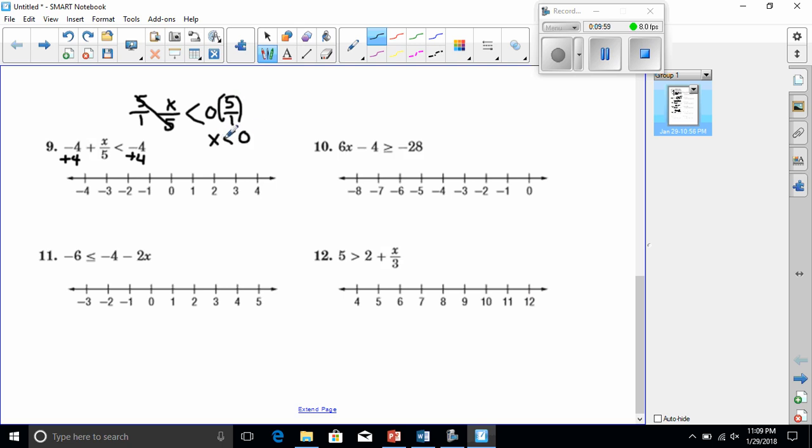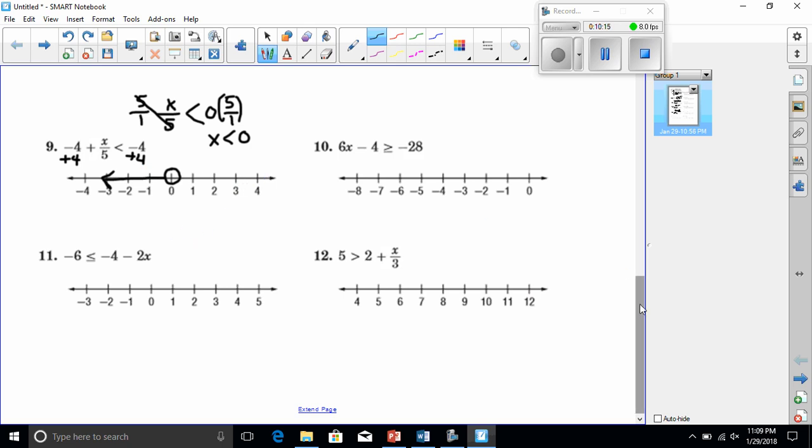So x is actually smaller than 0. I'm going to come to 0 and put my circle. And since x is smaller than 0, everything to the left of 0 is going to be, well, that's where the arrow is going to be pointing toward.